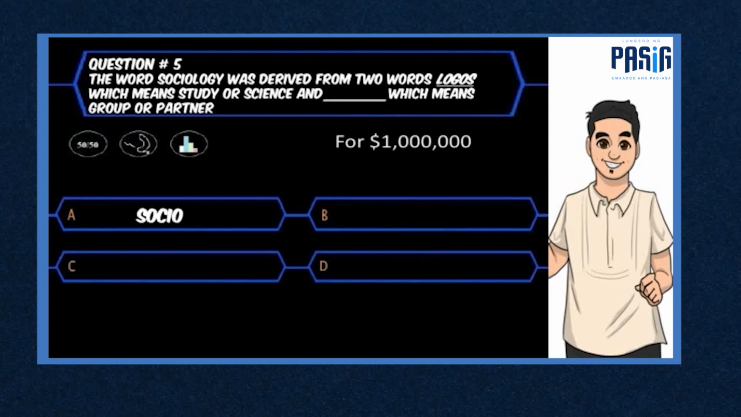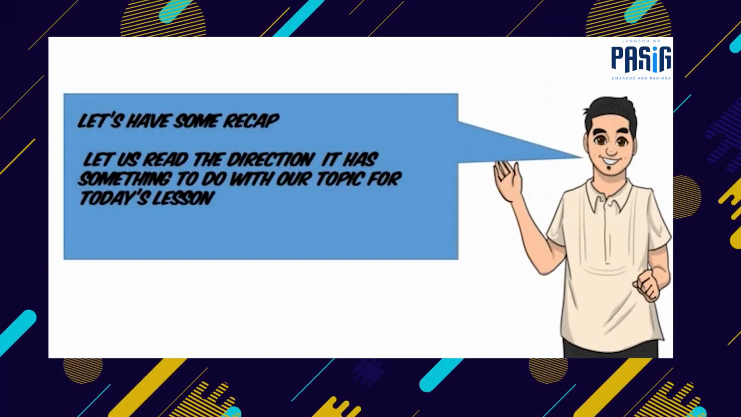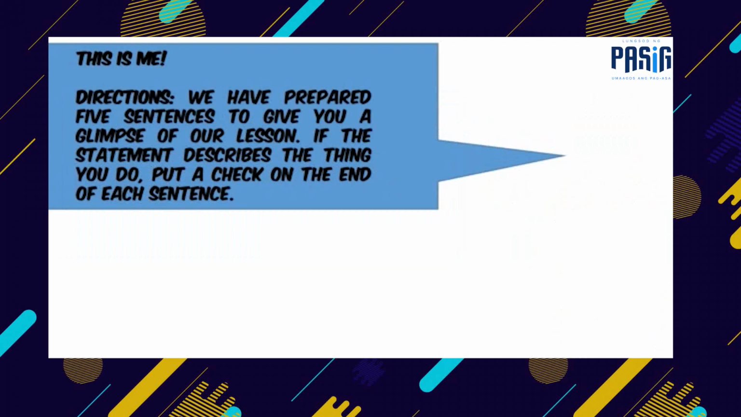Let us have some recap of our previous lesson. Let us read the direction. It has something to do with our topic for today's lesson. We have prepared 5 sentences to give you a glimpse of our lesson. If the statement describes the thing you do, put a check at the end of each sentence. Let's start.